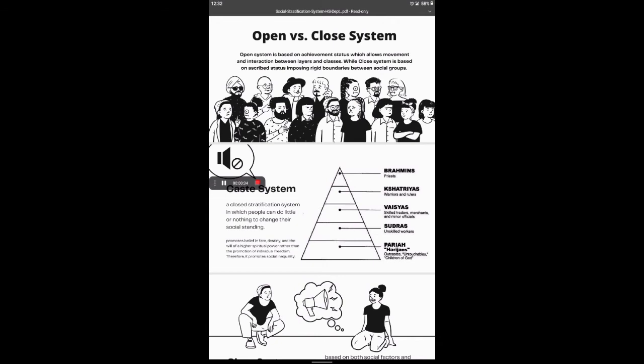While a closed system is based on ascribed status, imposing rigid boundaries between social groups. This system is actually opposite or different from open system, which focuses more on the rigid boundaries that create a passive movement toward other groups, or create constraints such as religious belief and gender. At the same time, in this system they don't collaborate with other groups, rather they focus on the rigid boundaries such as religion, gender, and so on and so forth.